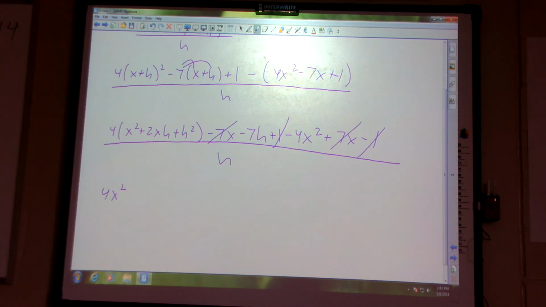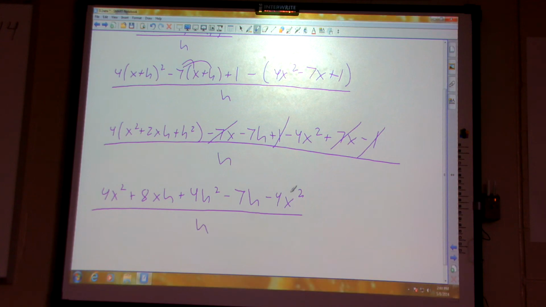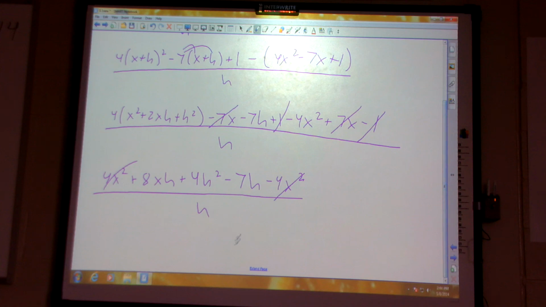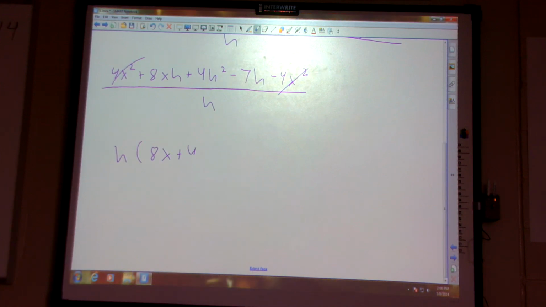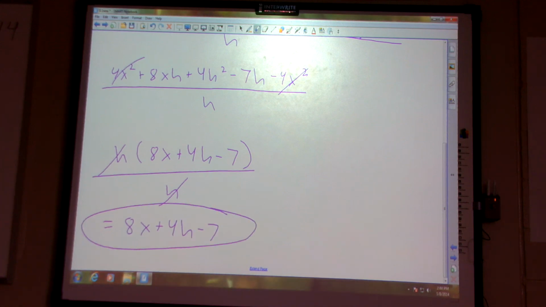4x squared plus 8xh plus 4h squared minus 7h minus 4x squared all over h. Cancel, cancel. Everything left has an h, so I'm going to factor it out. So I have 8x plus 4h minus 7. Cancel, cancel. I'm left with 8x plus 4h minus 7. Voila! Hopefully you did it right.